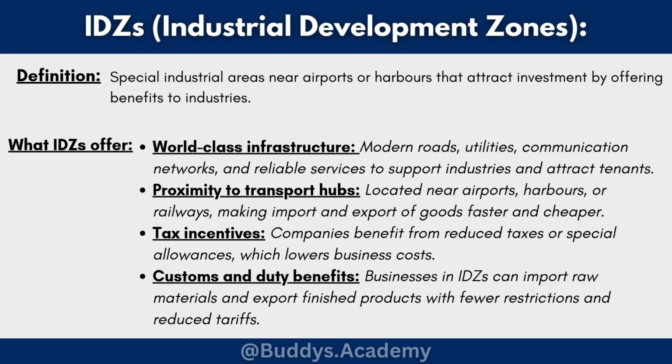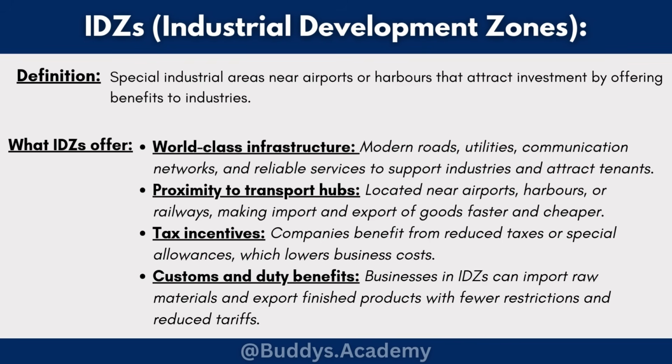So firstly, what is an IDZ? These are going to be special industrial areas near airports or harbors that are going to attract investment by offering benefits to industries. So what do IDZs exactly offer? The first would be world-class infrastructure. So there's going to be modern roads, utilities, communication networks, and reliable services to support industries and attract tenants.